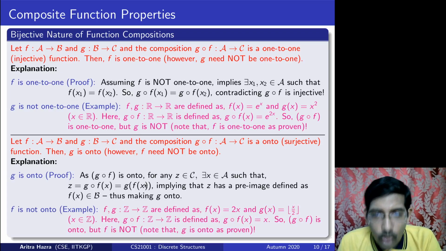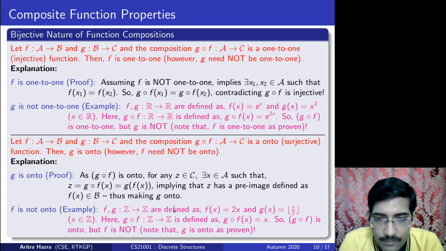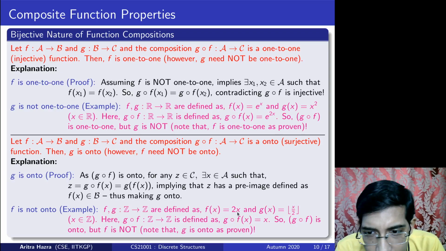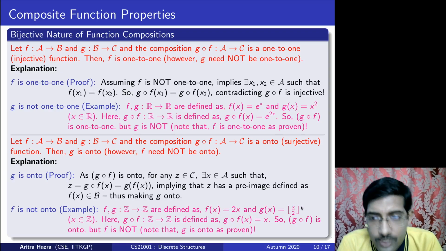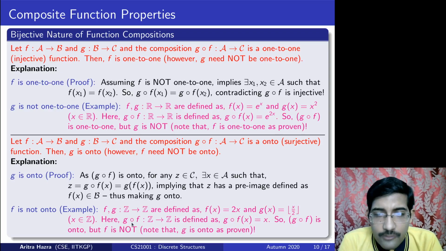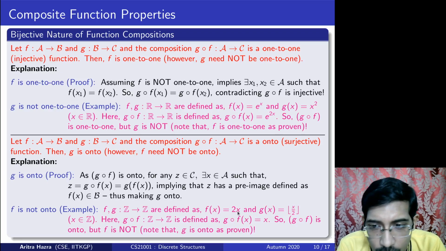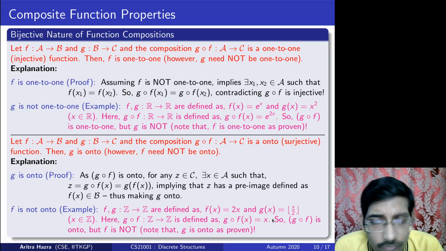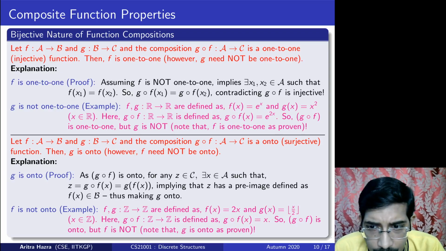Now the part about f not being onto; take this example. It is from integer to integer, both functions. Now f(x) equals 2x, g(x) equals floor of x by 2. Here, if you see g∘f, first you apply f(x), which is 2x, and then the floor, it will be x. Now you see g∘f is onto, because it is the identity, and the identity is obviously one-to-one, onto, bijective. So g of f(x) is onto.